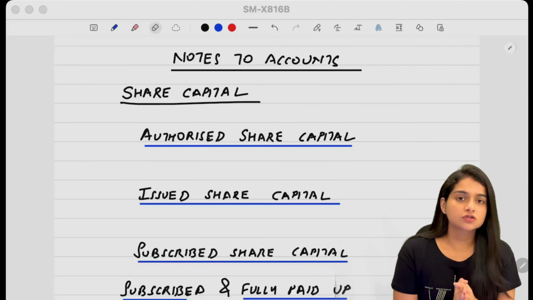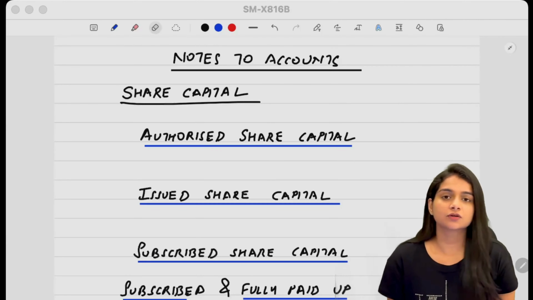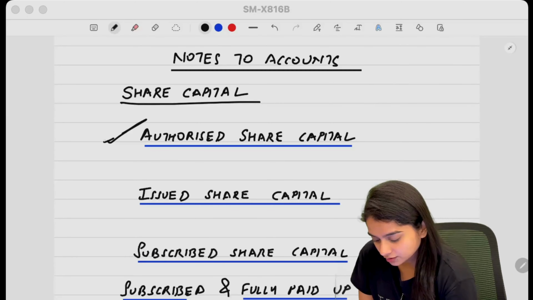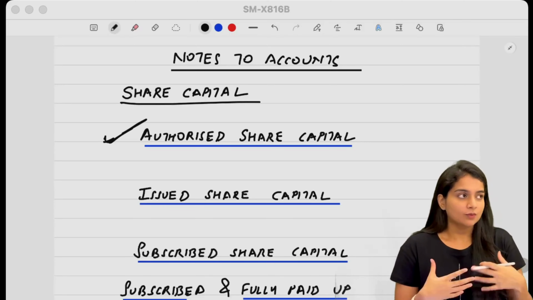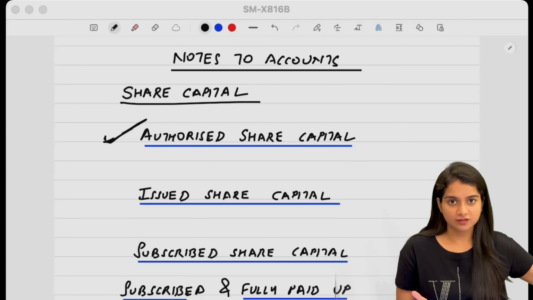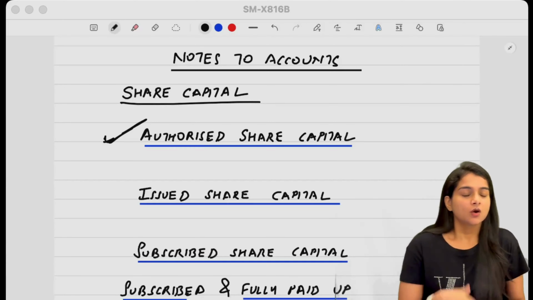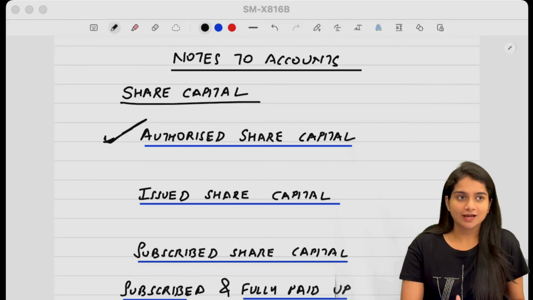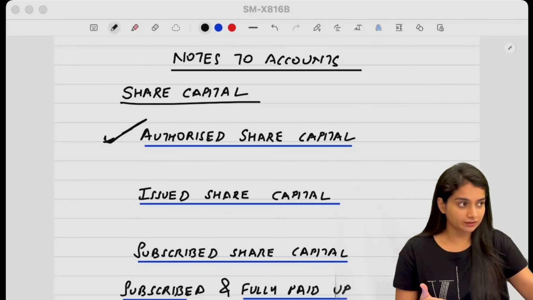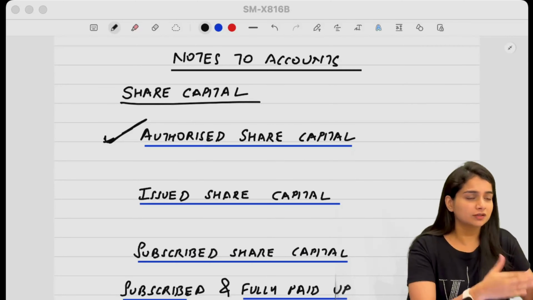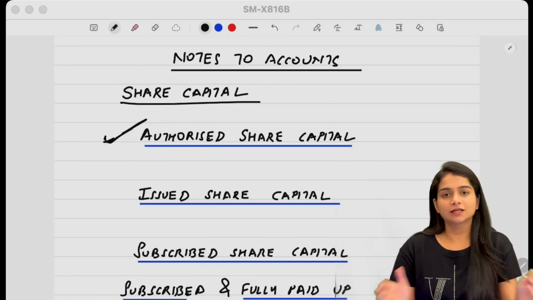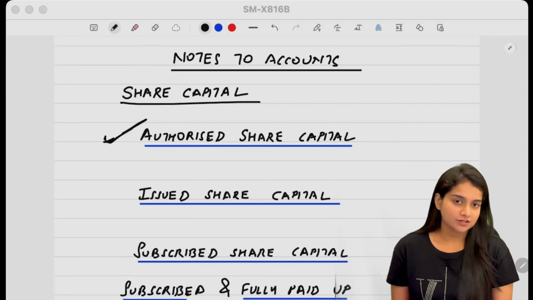In the notes to accounts of share capital, the first thing that you can see here is authorized share capital. Now remember, what is authorized share capital? Let's say today I want 10 lakh rupees. I divided this 10 lakh rupees as 1 lakh number of shares of 10 each. When I'm doing that, I can't just go and ask people randomly that I want this much money. I have to first go to the government and get myself authorized that I'm allowed to get this much amount of money from the public. That is exactly what is authorized share capital.